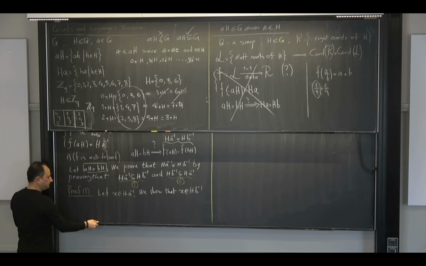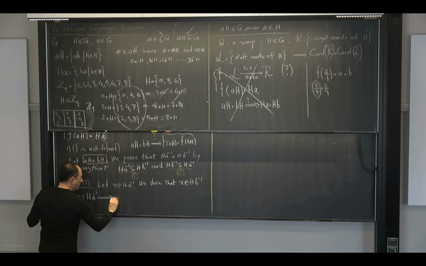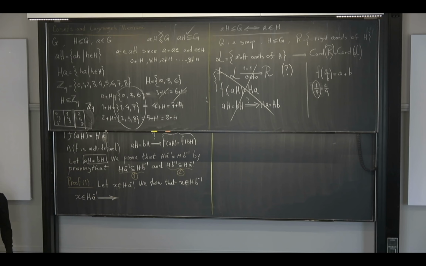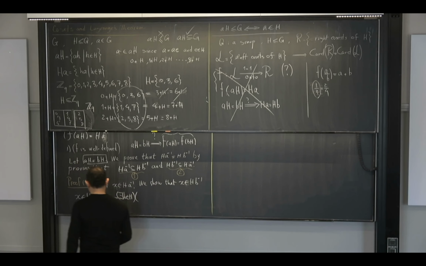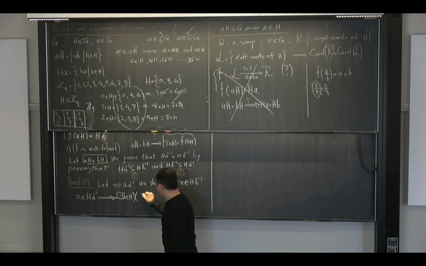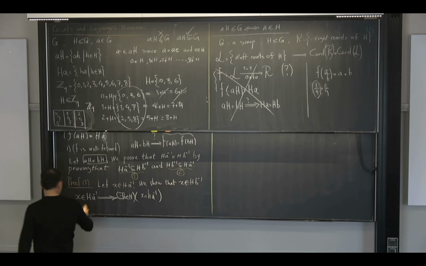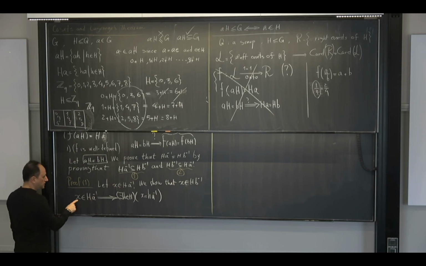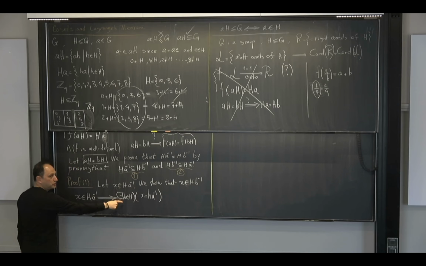But tell me, how should I start? I start from here. x belongs to Ha inverse. What do I conclude from here? There exists an element h in H such that x equals h a inverse. That's the meaning of being a right coset. It's a right coset including a inverse. So when I say x belongs to this, it means that x can be written as a product of h with a inverse for some particular h.